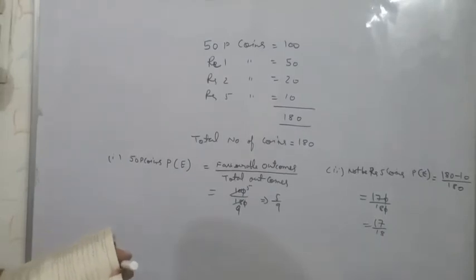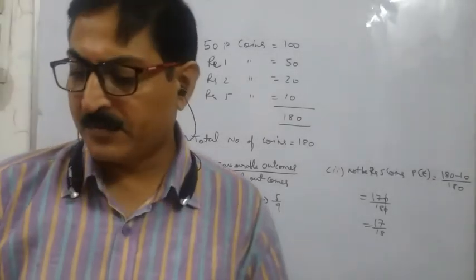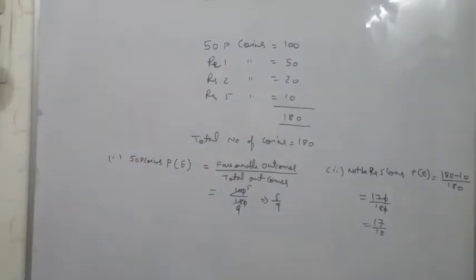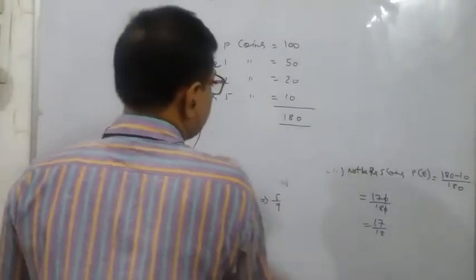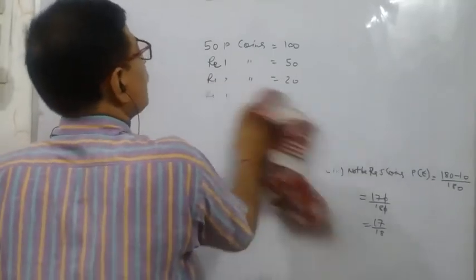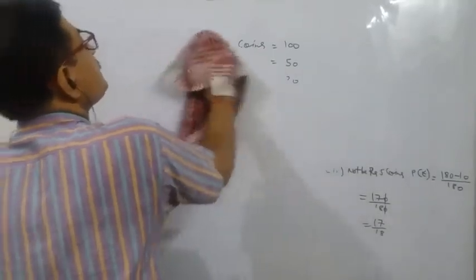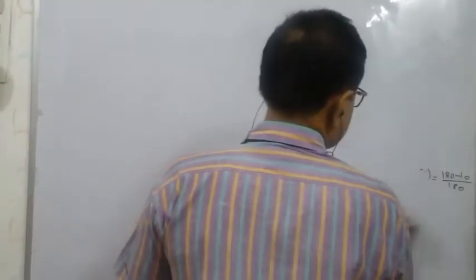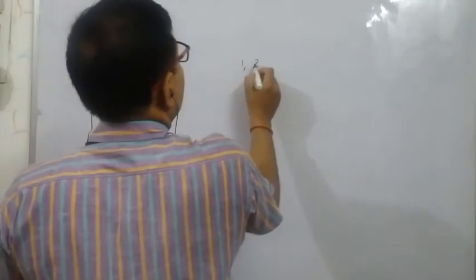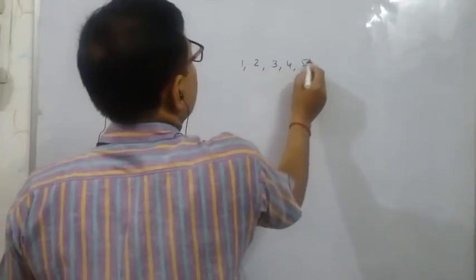A die is thrown once, find the probability of getting a prime number. You know, when the die is thrown, we get 6 outcomes: 1, 2, 3, 4, 5, 6. These number of dots are there on the cubical faces of the die. These are the outcomes: 1, 2, 3, 4, 5 and 6.